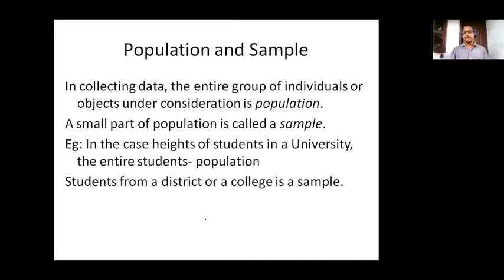Population and sample. In collection of data, the entire group of individuals or objects under consideration is called a population. A small part of the population is called a sample. Example: in the case of height of students in a university, the entire student body is the population, whereas students from a district or a college are a sample.